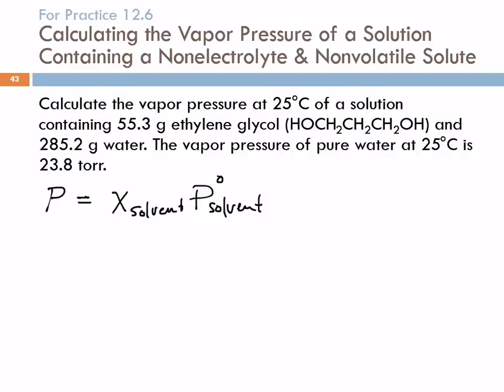So we need to know the mole fraction and the vapor pressure of pure water. Well, the vapor pressure of pure water is given to us right here. We're given masses of ethylene glycol and water. Water here is going to be the solvent because there's a lot more of the water than there is of the ethylene glycol. Ethylene glycol is also a liquid at room temperature. So we need to take these two masses and convert them into moles and find the mole fraction.